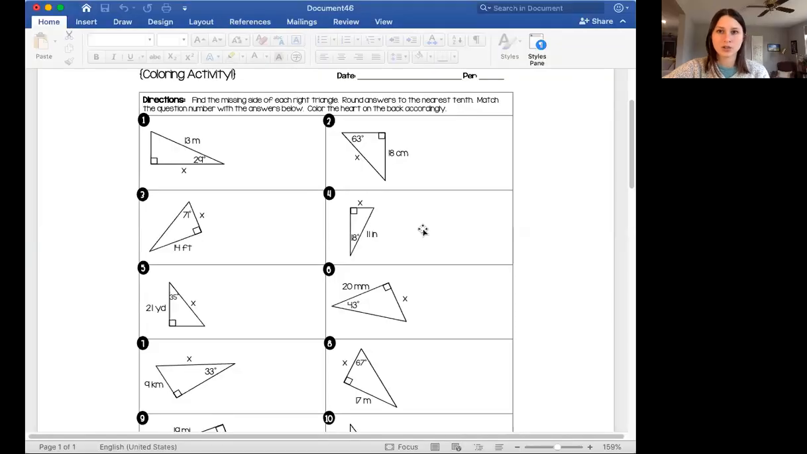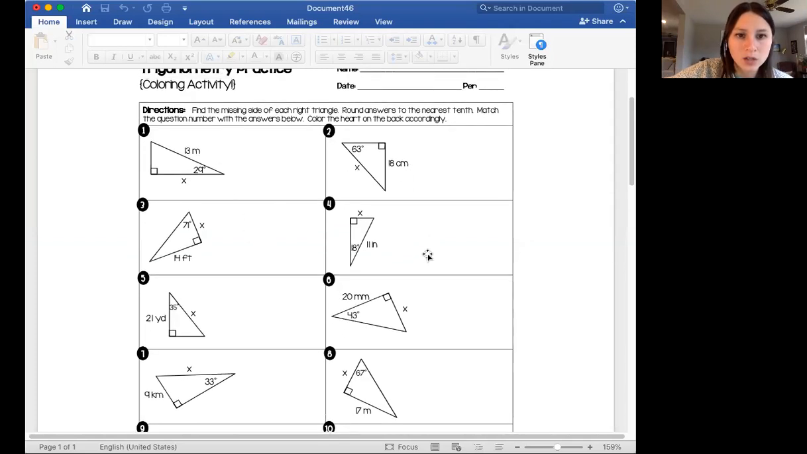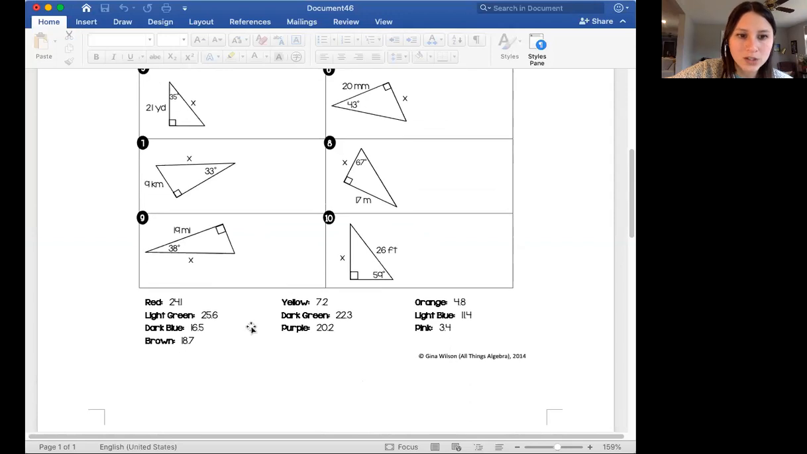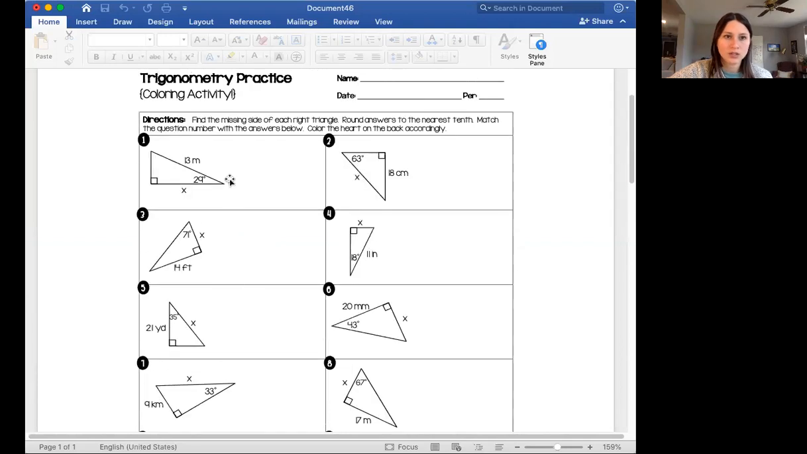So that's a side. Your homework is going to be a little Valentine's activity. I'll show you what your homework looks like. It's a coloring activity. You're going to work this out. Your answers are on the bottom, and whatever your answers are, that's the color you're going to color that number in, okay? So for example, let's do number 1.